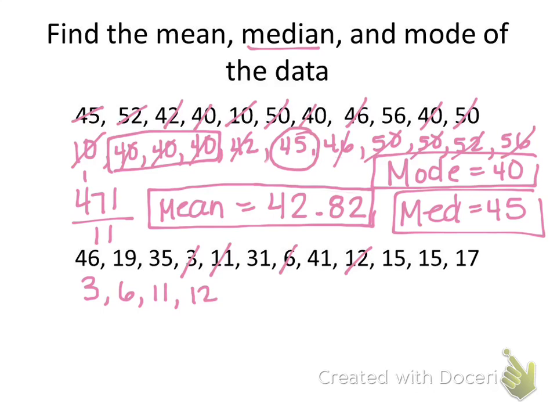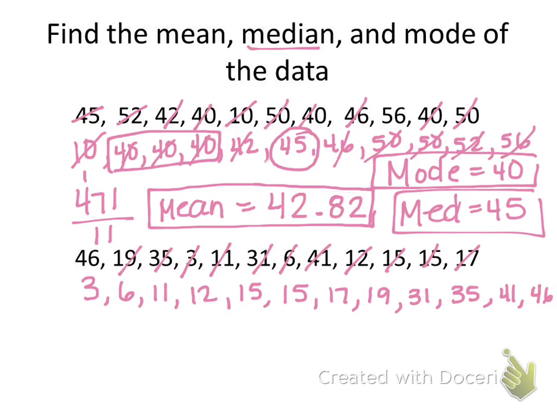12. I've got a 15, 17, 19, and I've got a 31, 35, 41, and 46. Okay, so let's add all these numbers up and divide by how many I have.